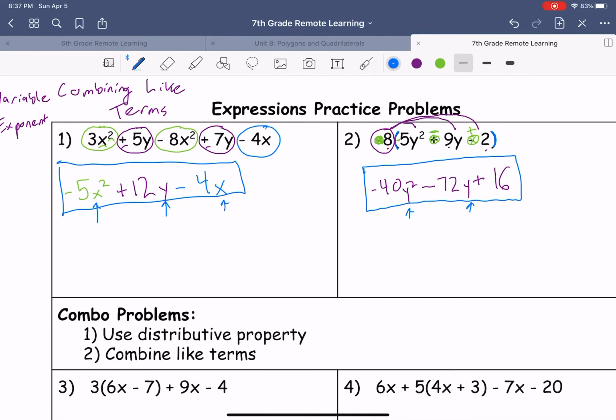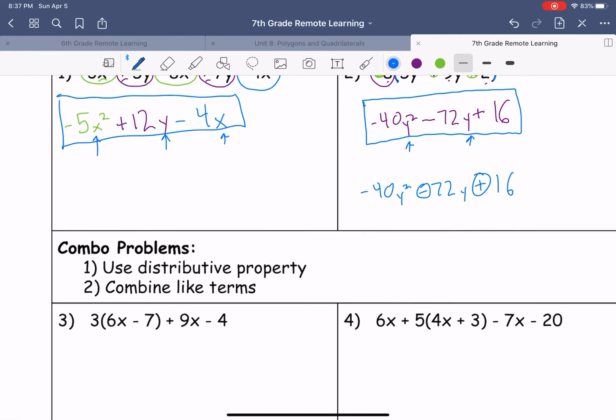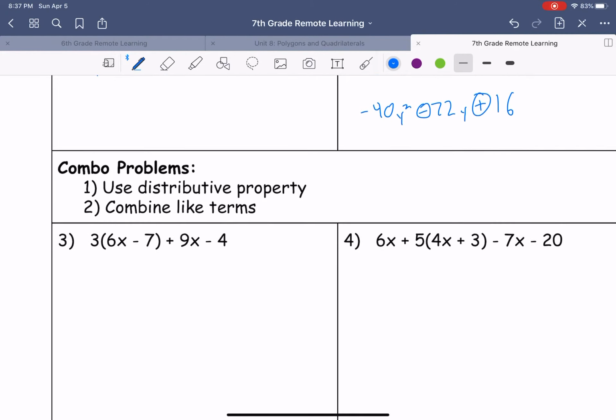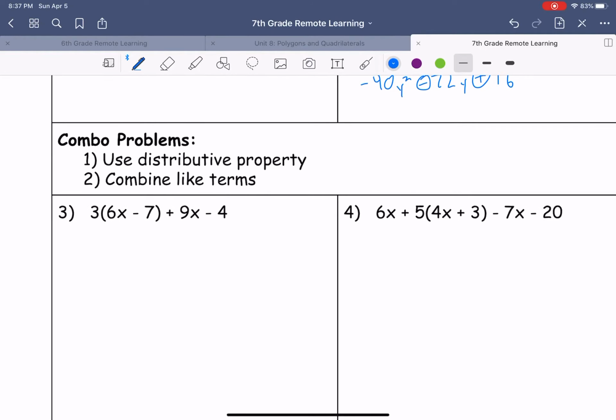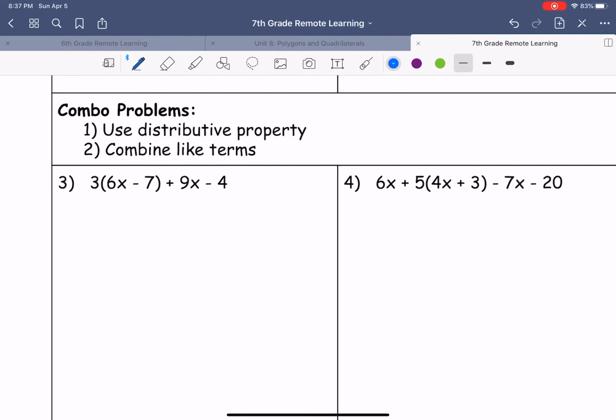Something else I've seen is I've seen answers like this. Negative 40y squared, and then 72y, and then 16. And it's as if you're just listing them. But we're not listing. We're rewriting it as an expression, as all one piece, okay? So you want to make sure that you have those operations. They're really important. So you want to keep your variables, so you want to keep your operations. Okay? All right. Now we'll remind ourselves of a couple of combination problems.